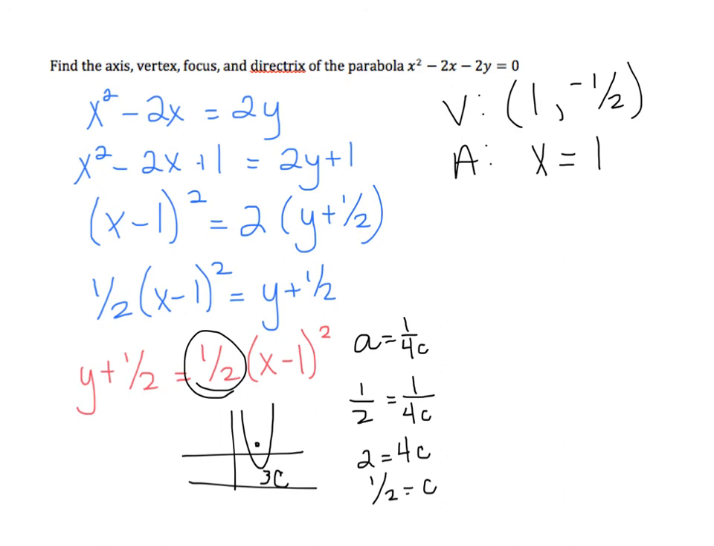What this tells me is that my focus is a 1/2 unit above my vertex, and I know that it's above because this is a happy face parabola, and my directrix is a 1/2 unit below the vertex. So the focus, going to have the same x coordinate, 1/2 a unit above is just going to be 0. The directrix will be 1/2 a unit below, which means it'll be at -1.